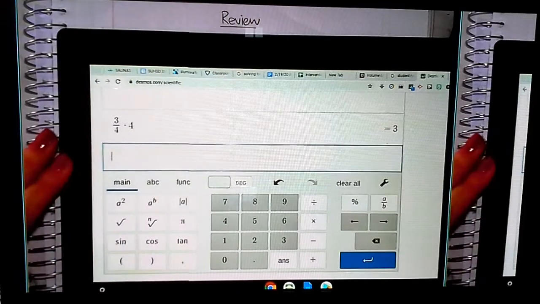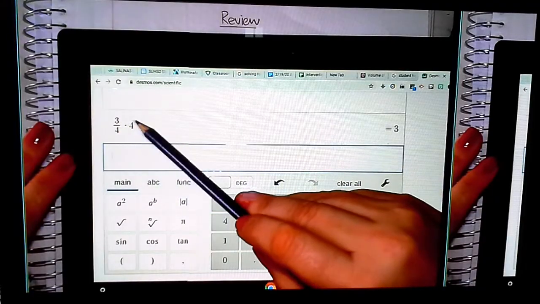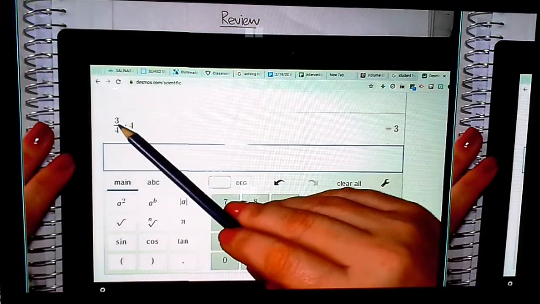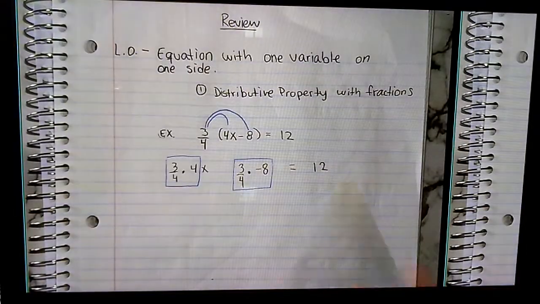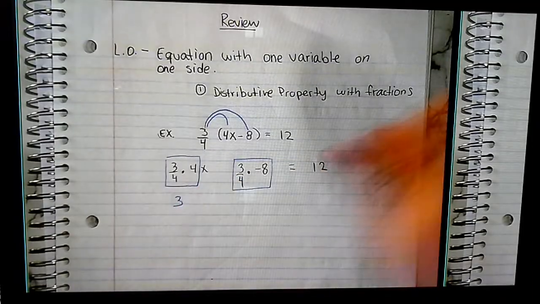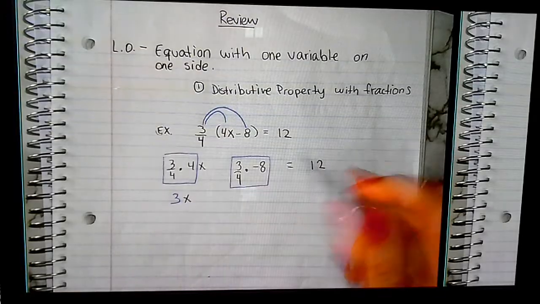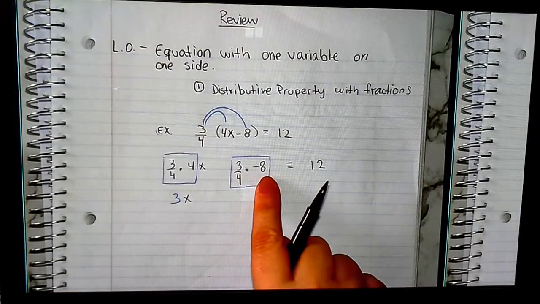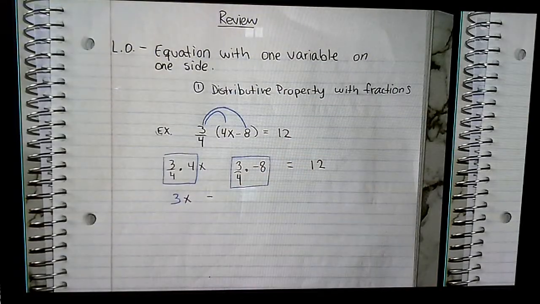So if you notice, this is really what it's doing. It's taking the 3/4 times 4 over 1, which turns out to be 12 over 4, and as you know, 12 divided by 4 is equal to 3. So we're going to go ahead and write that down. This is 3, and we have the x. Notice that this is a positive times a negative, so a positive times a negative is just a negative. You remember your rules for multiplying positives and negatives.